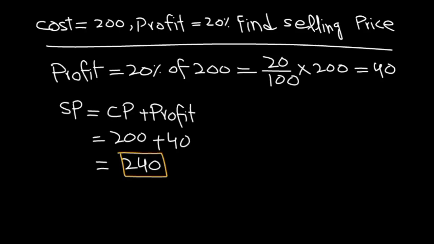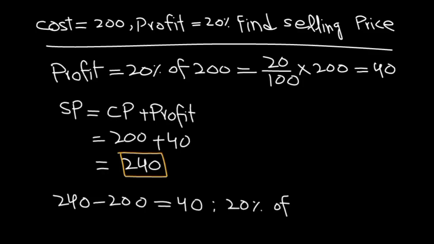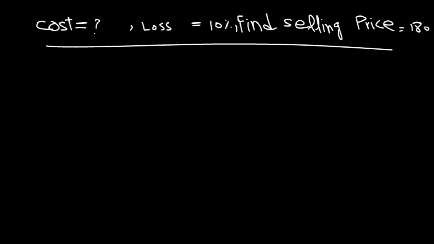We can also check it out. So to check it, we can do 240 minus 200. It will give us 40, which is 20% of 200. Now for the sake of practice, we take another example.